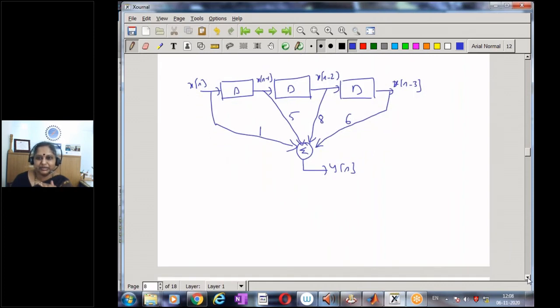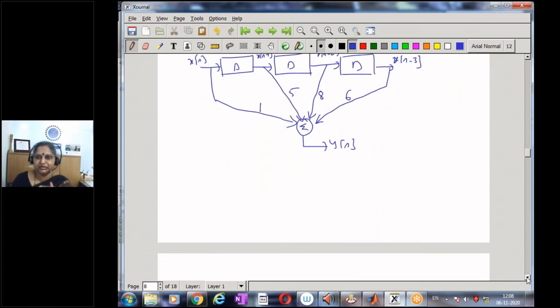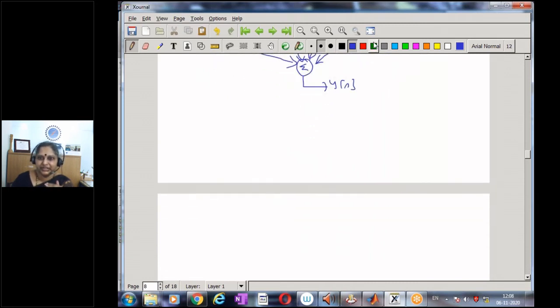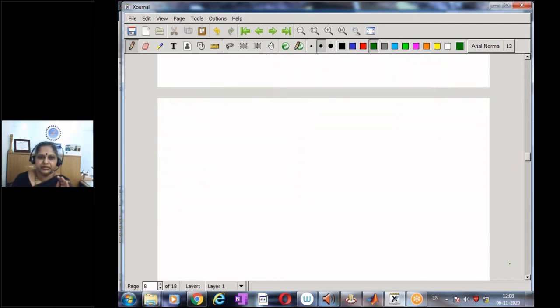We shall quickly take up one more example, very similar, but with a small change in the example that we have already seen. Let's take up another example. Example 2. Let me say I take my system as y of n is again x of n minus 5 x of n minus 1 plus 8 x of n minus 2 minus 6 x of n minus 3.